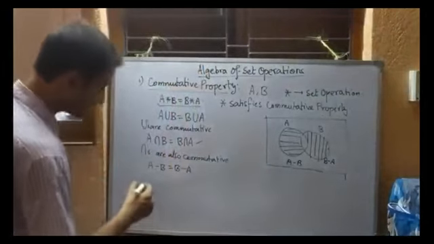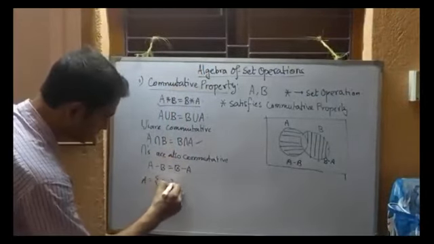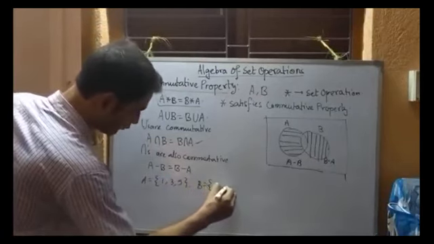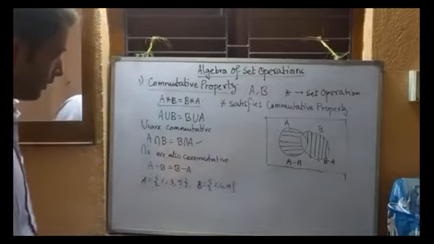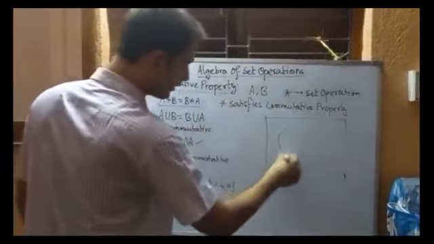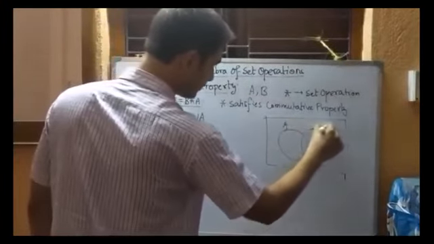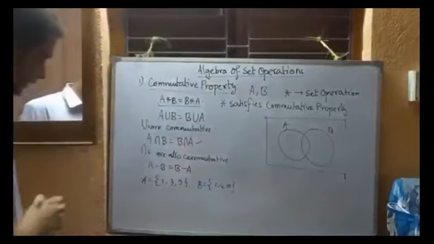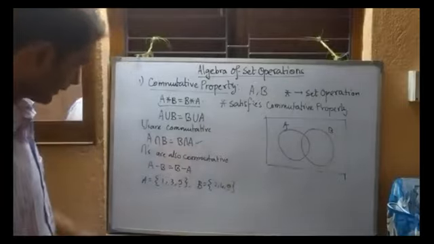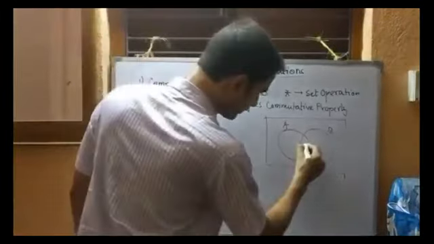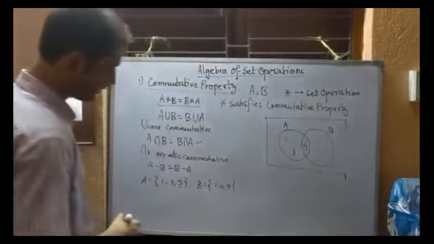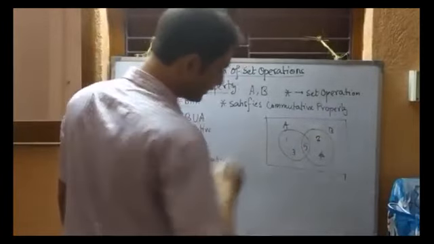So let us consider this example. Say A is 1, 3, 5 and B is say 2, 4, 5. Let me draw the Venn diagram for this example. Then clearly you can see that 5 is in both the sets. So we can say 5 will be in the intersection, so we can write 5 here. 1 and 3 are entirely inside A. 2 and 4 are entirely inside B.